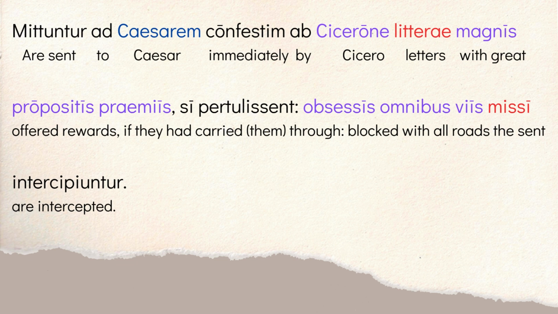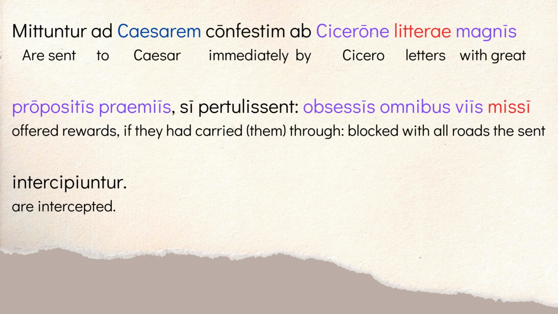Now, I think some commentators will mention this: he's not offering a reward to Caesar. Sometimes my students get confused and think that Cicero is bribing Caesar to come help him. No, not at all. The rewards are for the messengers, right? So that's where you have si pertulissent, if they had carried them through. He's talking to messengers and he's saying, if you make it through, I'm going to give you huge rewards on the other side.